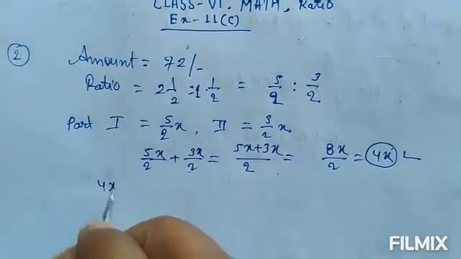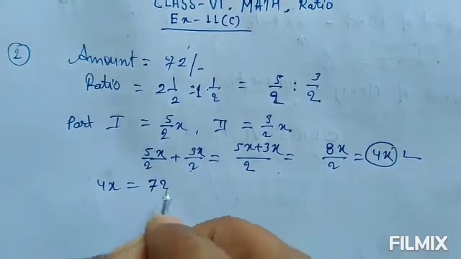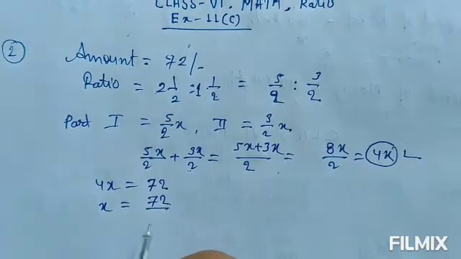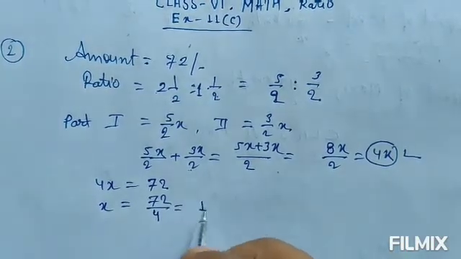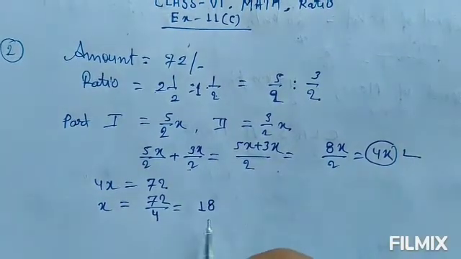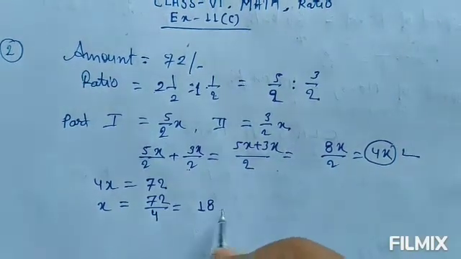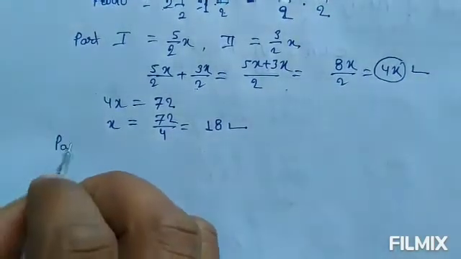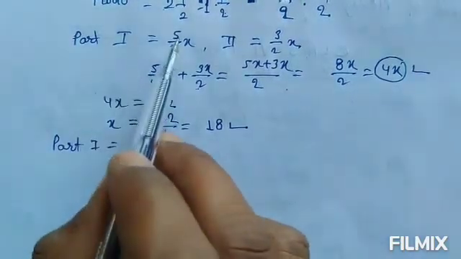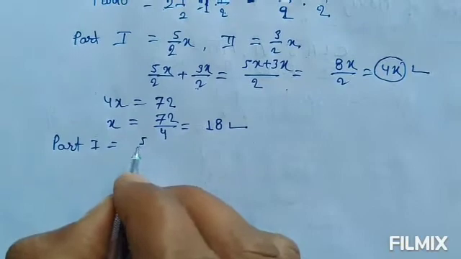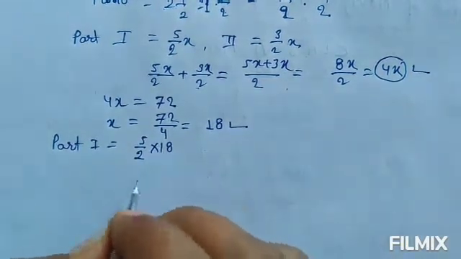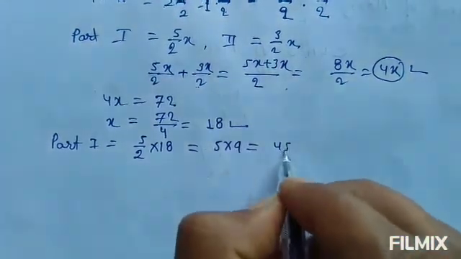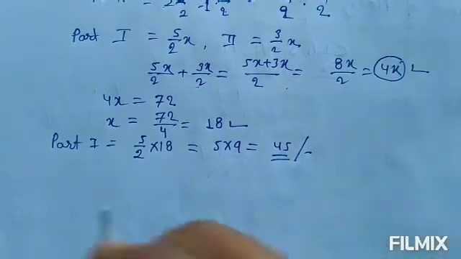It means the value of 4x is equal to 72. Then the value of x equals 72 upon 4. 4 1s are 4 and 4 8s are 32... This is the value of x, 18. Now first part: part first equals 5x upon 2, means 5 upon 2 into x. x is 18, 2 9s are 18, means 5 into 9 equals 45 rupees. This is the first part.